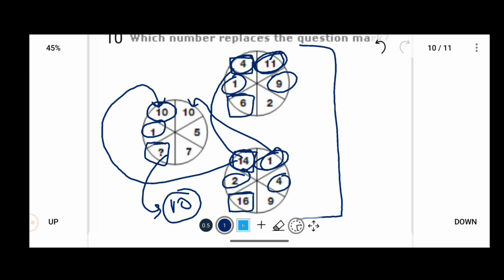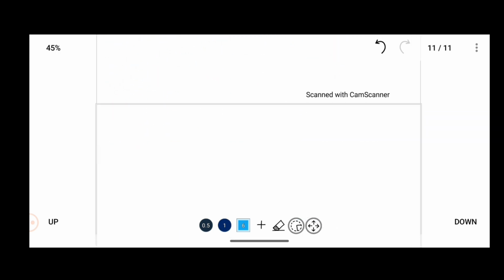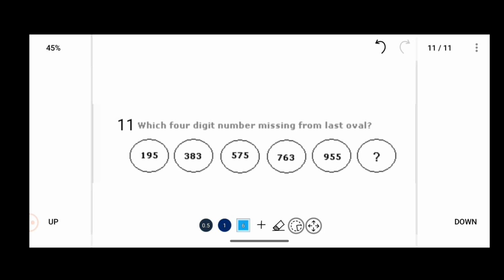So we have seen the 10 puzzles, but I have told you that we are only going to see the 10 puzzles, but I also have one bonus puzzle for all of you. So let's take a look at that as well. So this is the 11th puzzle, the bonus puzzle. So just pause the video and try to solve it by yourself, and then we'll look at the solution, right?